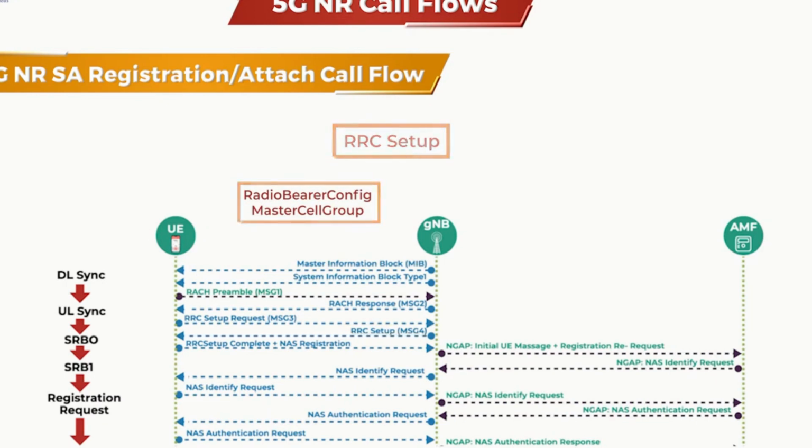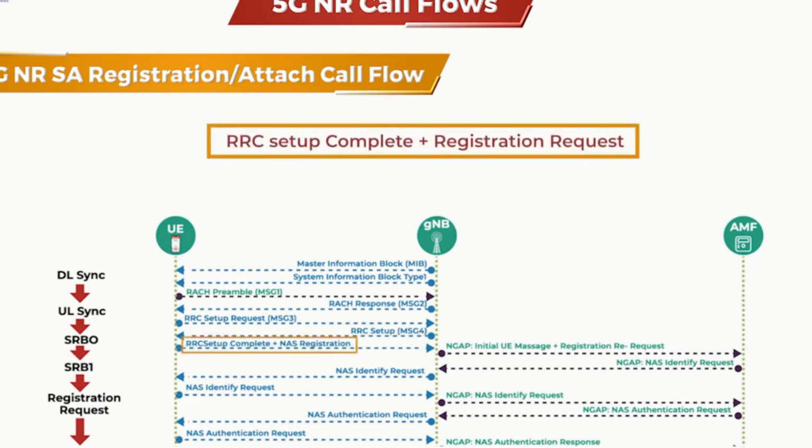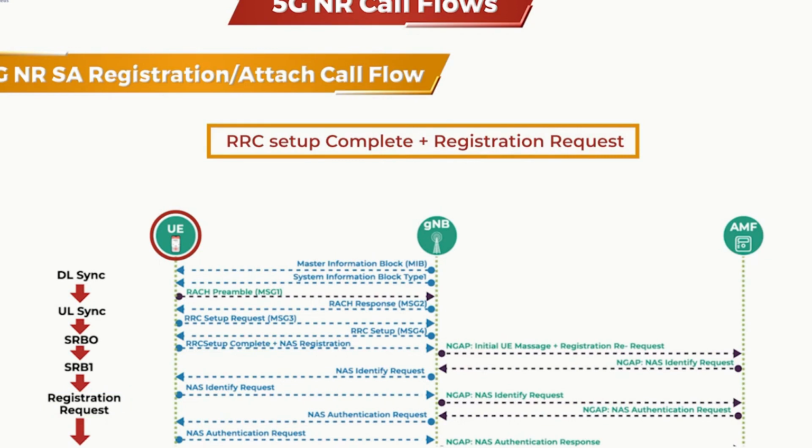Then next comes RRC setup complete plus registration request. The UE sends the RRC setup complete message with a registration request in the dedicated NAS message. It also carries the information about selected PLMN identity, registered AMF, and S-NSSAI list. Registration request also carries UE network capability information.